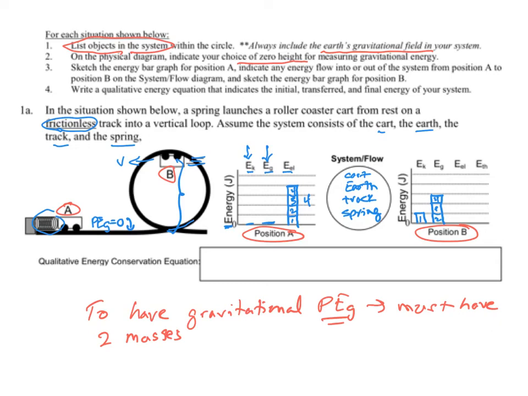The qualitative energy conservation equation is all about writing out qualitatively that, using our textbook's notation, PE elastic at point A equals the KE at point B plus the PEG at point B. Notice there's no elastic energy at point B because the spring has completely released all its energy, and there's no thermal energy either because there's no friction with the track. So that's how you would handle those kinds of problems.